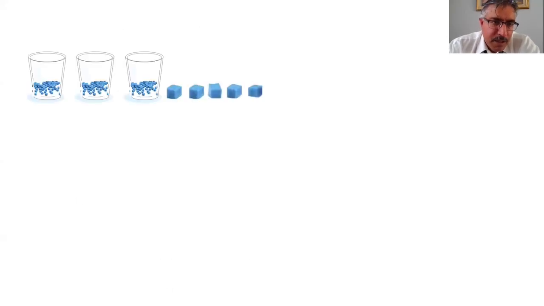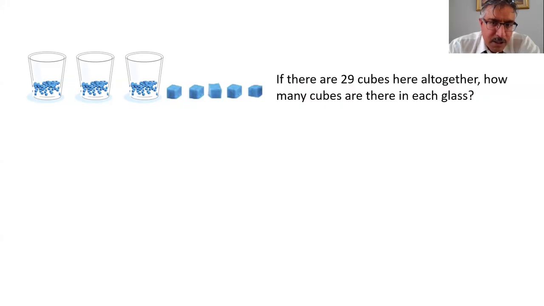Let's have a look at this. What have we got there? Now, what would be the expression for that? Have a think. Right. Now, I've written there, if there are 29 cubes here altogether, how many cubes are there in each glass? Well, what would be the expression for that? So you got 3 glasses. Each one has got n, so that's going to be 3n plus another 5. And in that question, it says you got 29 altogether.